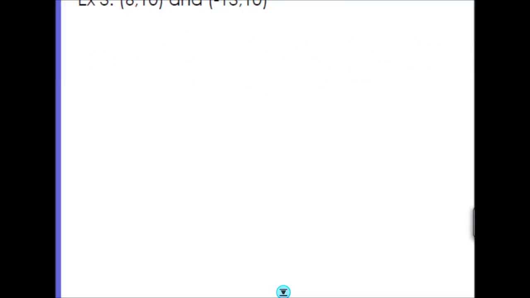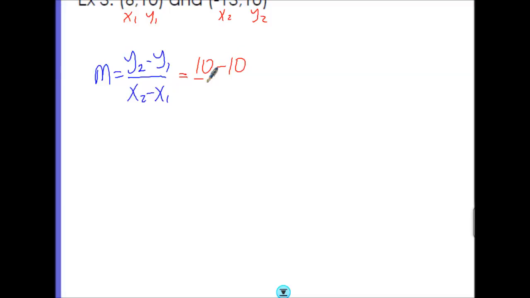Here's our next example. Just like the previous ones, I will first write my slope formula. y2 minus y1 over x2 minus x1. Change in y over change in x. I will label my parts x1, y1, x2, y2. Now we will substitute everything. We will have slope is equal to 10 minus 10 divided by negative 13 minus 6, which will become 0 over negative 19. 0 divided by any number is 0, so our answer is going to be 0 slope.